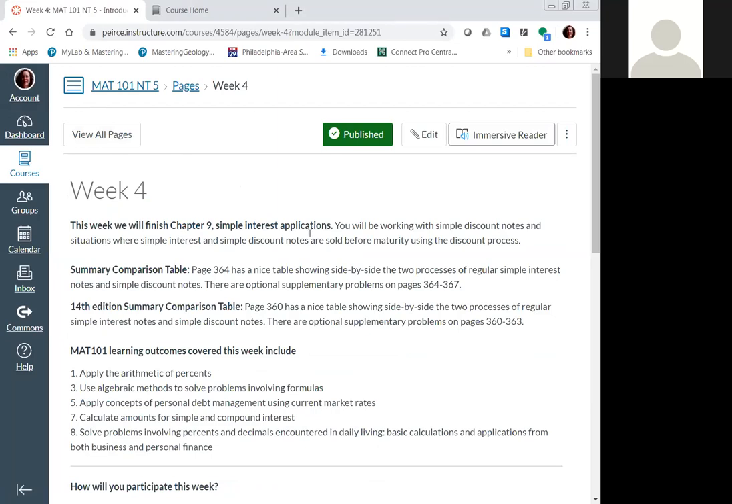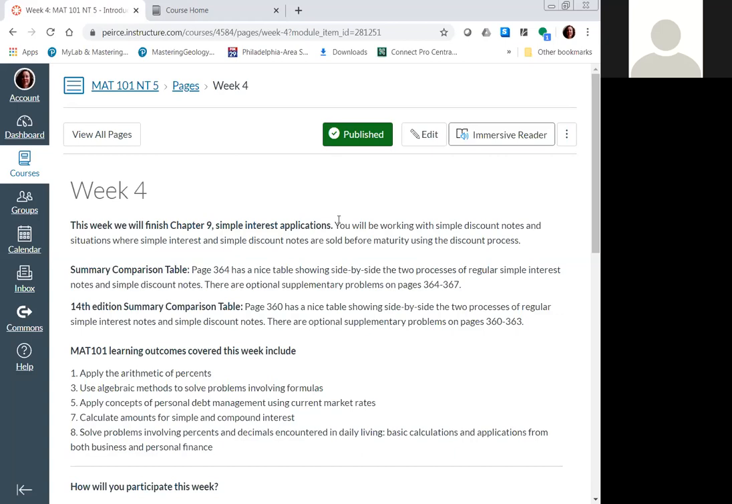So week 4, we're working on chapter 9, simple interest. And we're continuing with simple interest to now look at the simple discount process. The examples in your book cover several pages in section 9.3 and then continue in section 9.4.